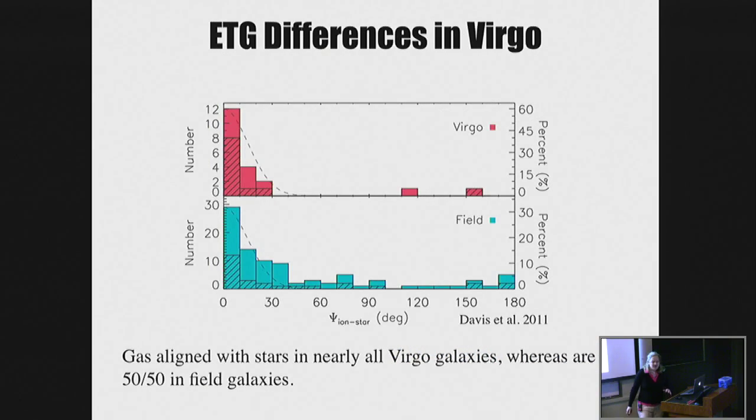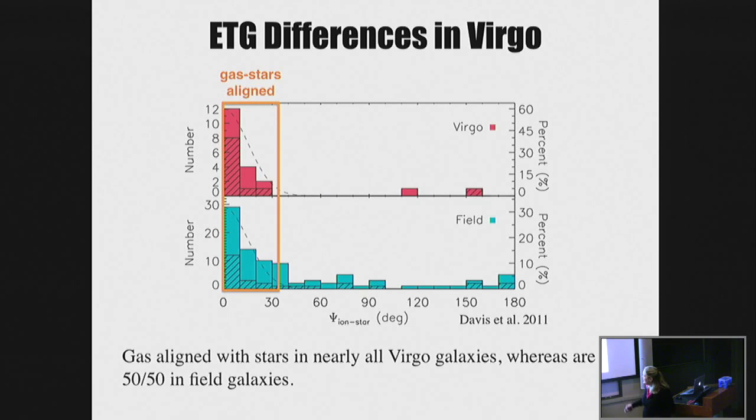So some of the major results that came out, again, this is Atlas 3D. We have a lot of data. We have great data on this, including the stellar kinematics and the gas kinematics. So something Tim Davis did that was really interesting was he took the gas kinematics and compared it to the stellar kinematics. And what you can see here is that overall, gas and stars are aligned pretty much all the time in Virgo, and only about 50% of the time in the field. In the field, there are a lot more cases where the gas is misaligned from the stars.